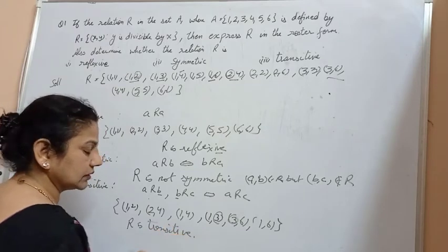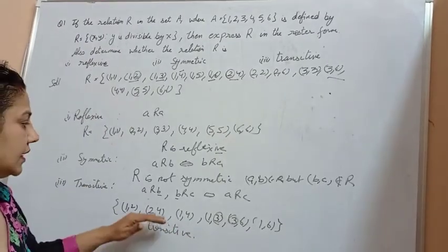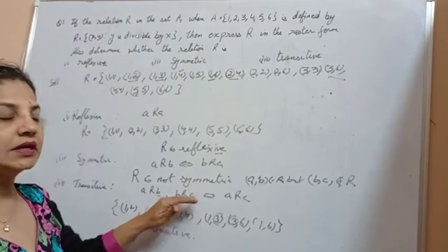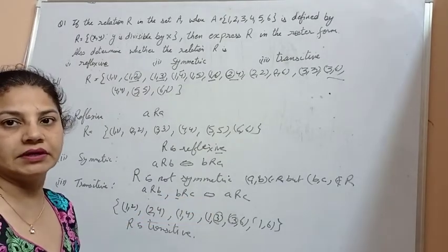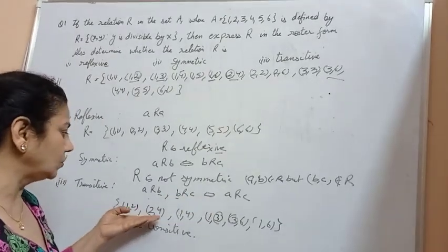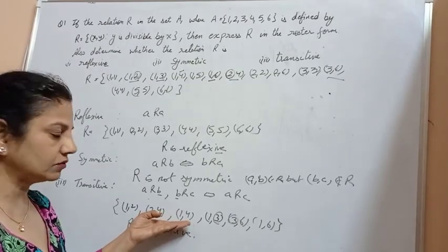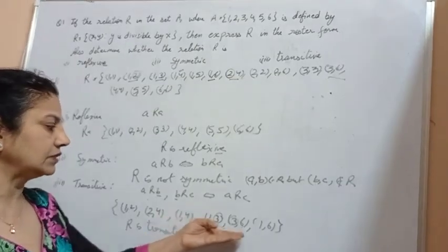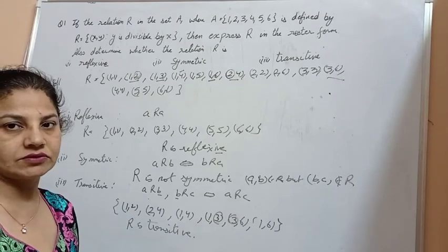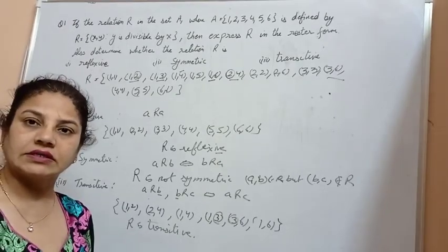R is transitive. We have the relation as AB is there, BC is there, implies A related to C. So 1,2; 2,4; 1,4 is related to this relation. 1,3; 3,6 is there, then 1,6 is also related. So we can say that R is transitive.